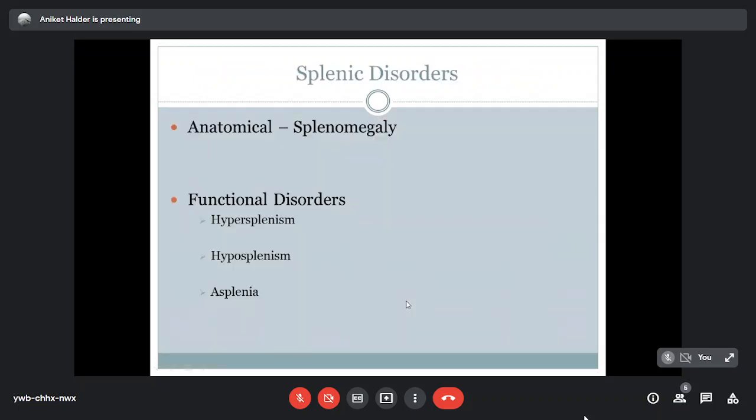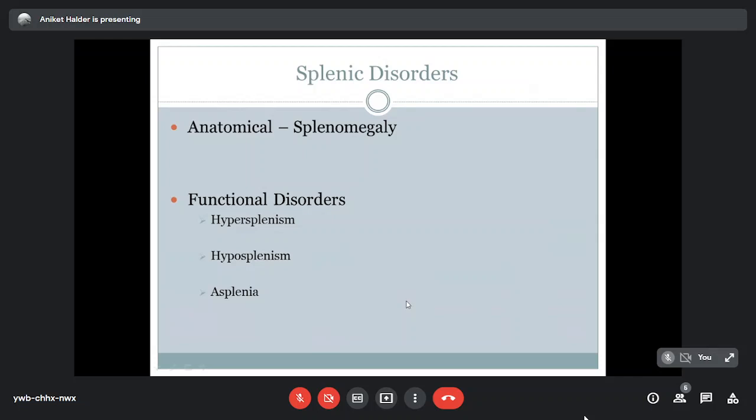So now moving to the topic proper, we will discuss these different splenic disorders. The splenic disorders can be anatomical and they can be functional. The anatomical defect is splenomegaly, which is enlargement of the spleen, and the functional disorders can be hypersplenism, that is the hyperactivity of the spleen, hyposplenism, where there is decreased activity of the spleen, or asplenia, where there can be an anatomical absence or a functional absence of the entire splenic function. We are more concerned with the functional defects rather than the anatomical alterations in the spleen.